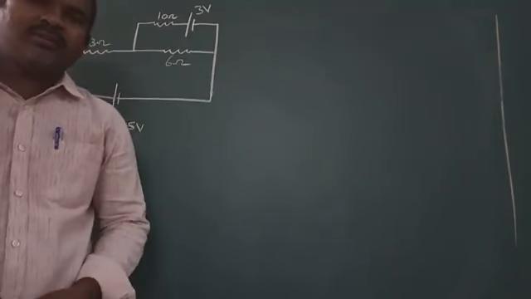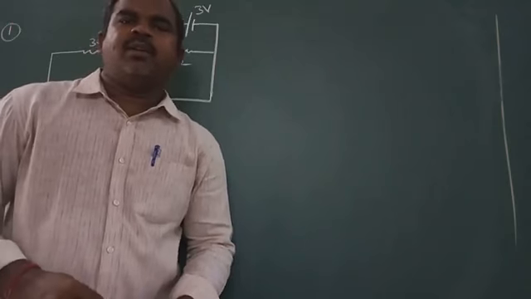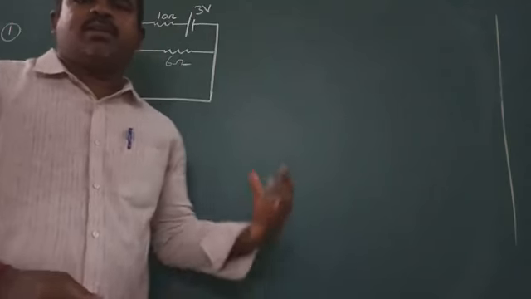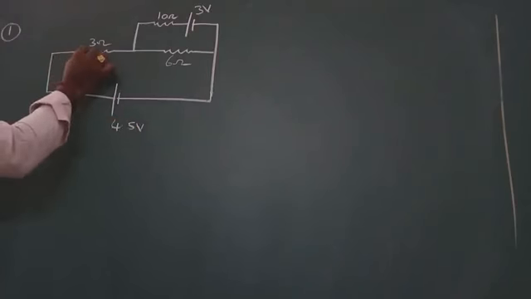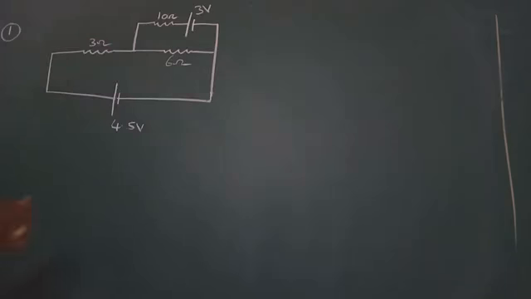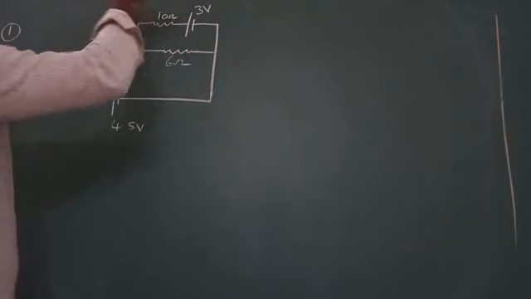Good morning, children. In this video, we are going to discuss screening test error analysis. See the diagram of the first question. Find the current through each part of the circuit, that is, the current flowing through the 3 ohms resistor, the 6 ohms resistor, and the 10 ohms resistor.